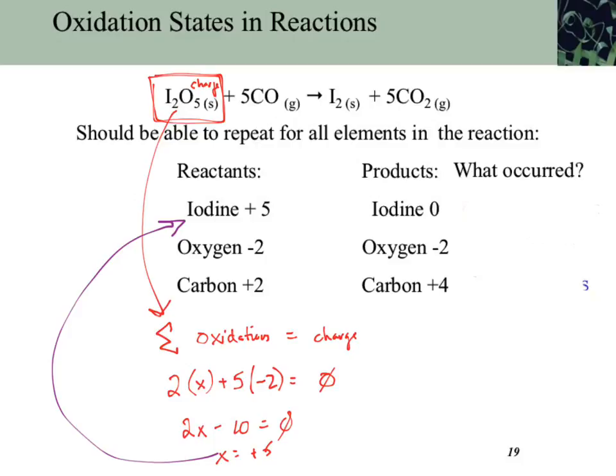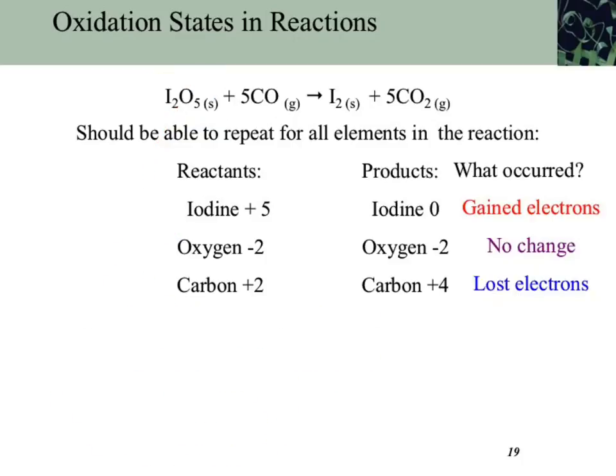Okay? The oxidation state for the oxygen, as long as it's in a compound, is -2. It has to be in a compound. Carbon, +2 to +4. What happened to the oxidation state on iodine? It went from a +5 to a 0. How do we go from a +5 to a 0? What changed? It had to gain electrons. Gain of electrons on the right.